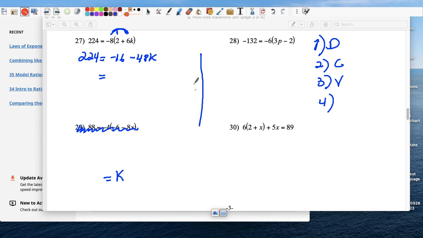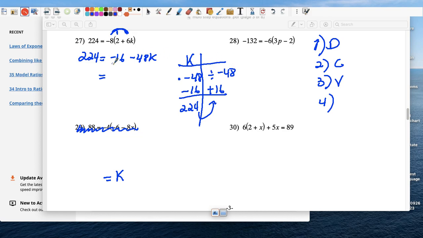If you do that little map guide I tell you to do, it might help you. So here's a letter, here's a number I don't know called k. It's being multiplied by negative 48. Then subtract 16, and that should give me 224. To find out what k represents, I'm going to do plus 16 and then divide by negative 48.